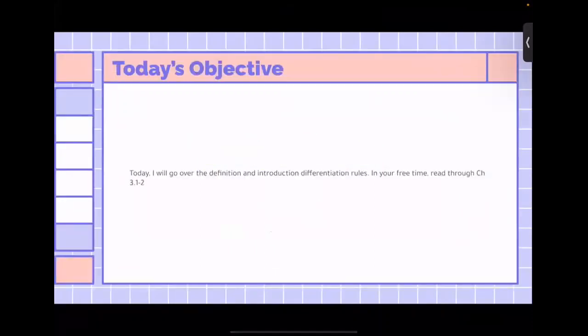So today I'm gonna go over the definition and the introduction to differentiation rules. If you have time, please read through chapter 3.1 to 3.2. That basically tells you the definition of tangent line, derivative, what differentiation is, things like that. And remember, to practice in your free time. You get better at math with practice. Okay.